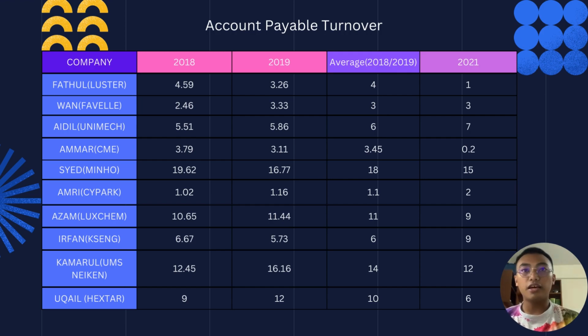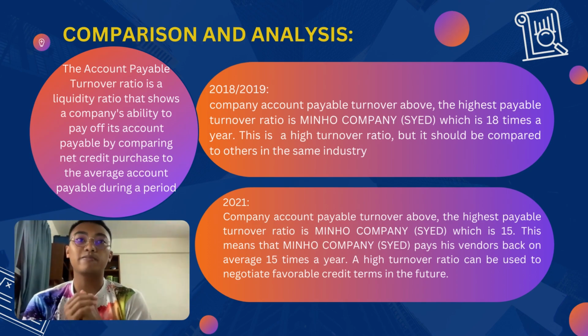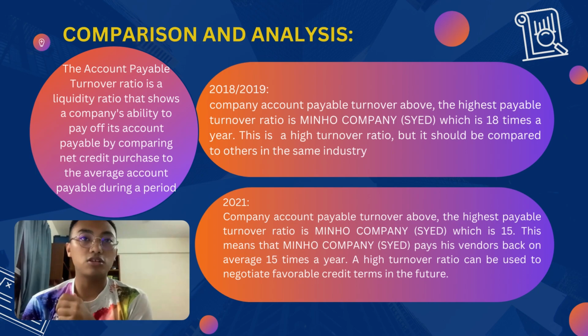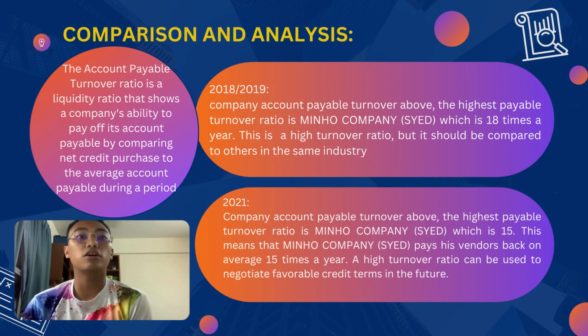In this slide is the analysis statement and the answer from the analysis that my friends and I have noted for our 10 analyzed companies. Before I continue with the company analysis, let me tell a little bit about the account payable turnover. Account payable turnover ratio is a liquidity ratio that shows a company's ability to pay off its account payable by comparing net credit purchase to the average account payable during the period.